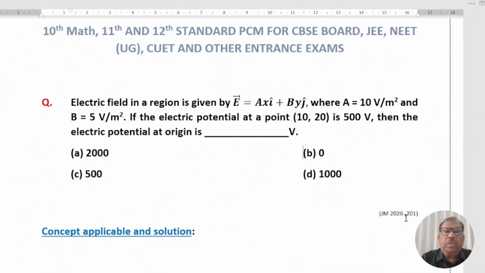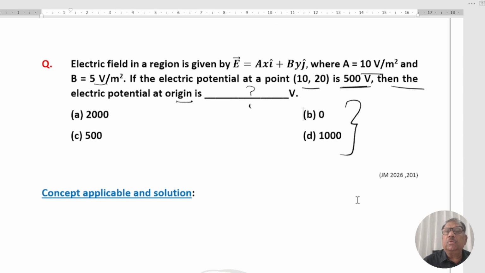Next question. Question is, electric field in a region is given by E equal to AXi plus BYj, where A and B are given values. If the electric potential at the point (10, 20) is 500 volt, then the electric potential at origin is, you have to fill in the blank. Out of 4 options, you have to pick one correct option. So, concept applicable and solution.